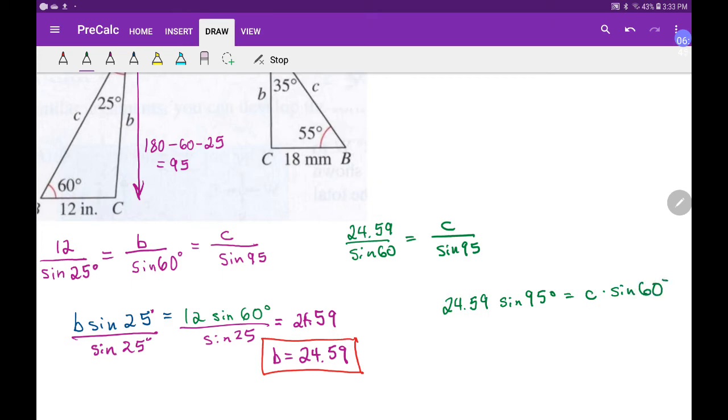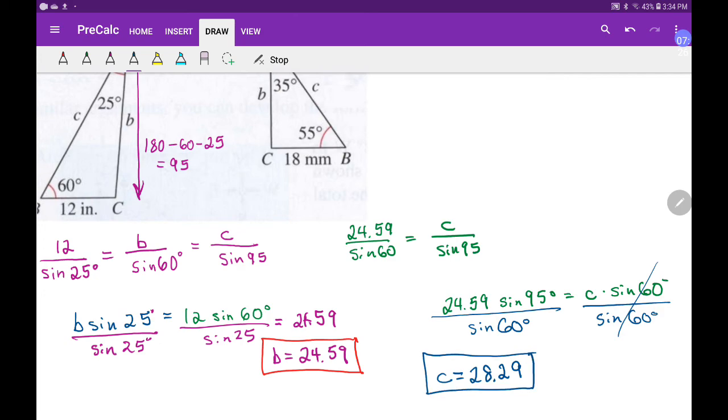Cross multiply. I will divide both sides by the sine of 60, and I will find C when I do this. So I say 24.59 in my calculator. How handy. The sine of 95. That's almost 1. That's so close to 1. So I multiply and I get basically the same thing. And then I say sine of 60 and I divide. And I get 28.29. And that had better be bigger than B because C is the hypotenuse.